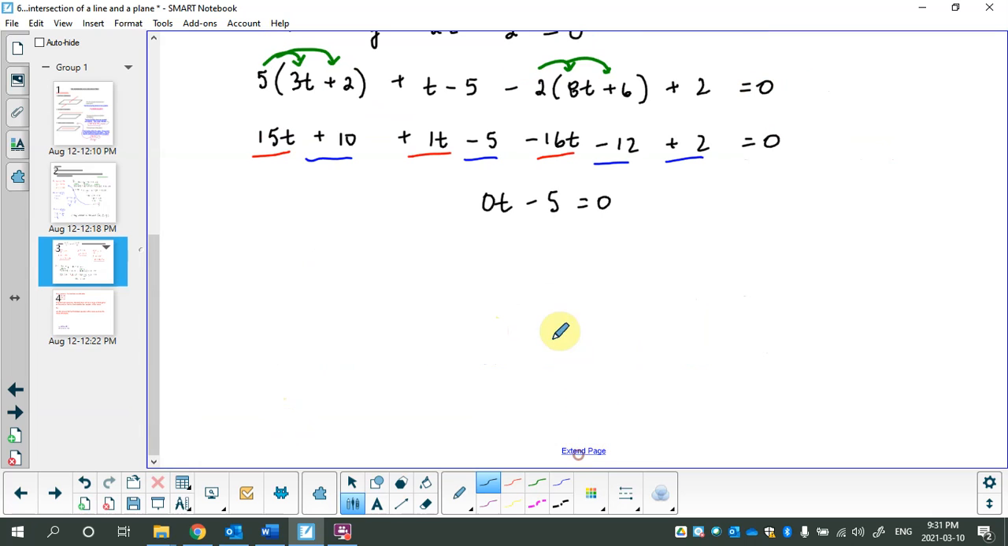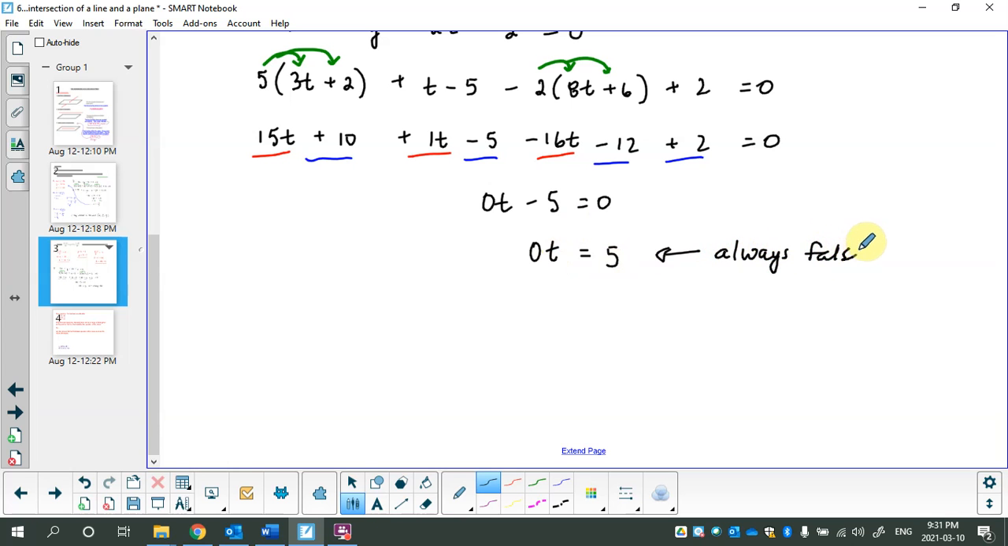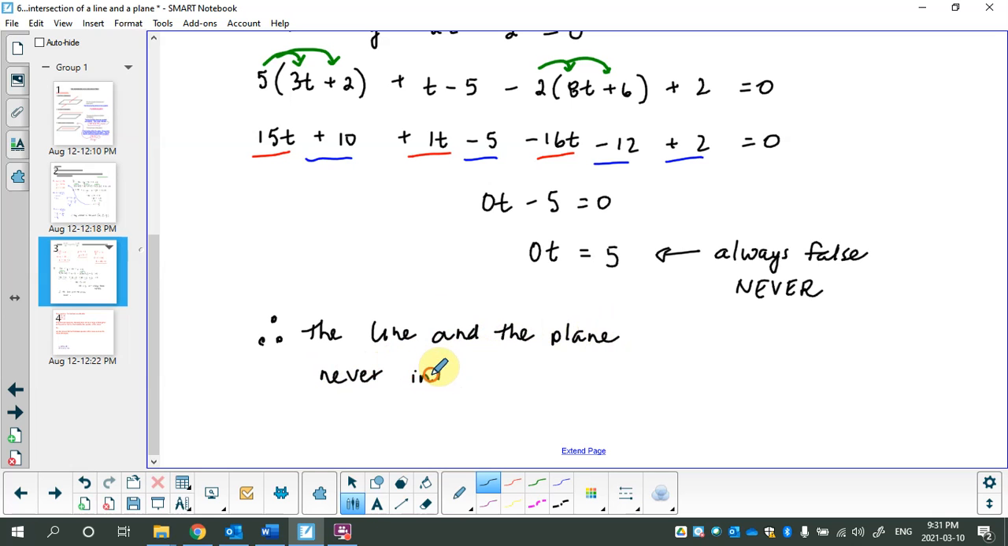So now I go and solve like I forgot what my rules are, as in these rules. So I'm going to say, okay, 0 times something is equal to a number. So this is always false. This is not possible. This is the never. So that also means that I can say, therefore, the line and the plane never intersect.